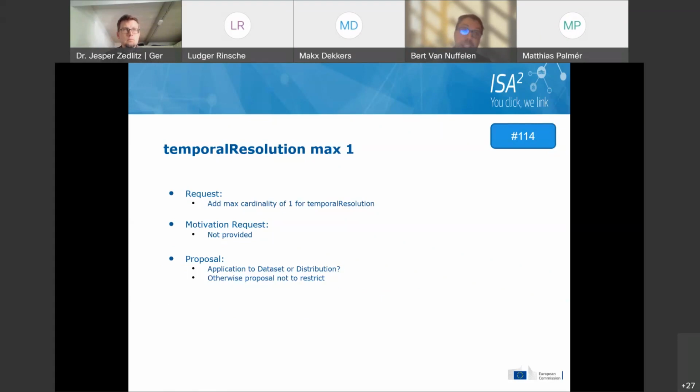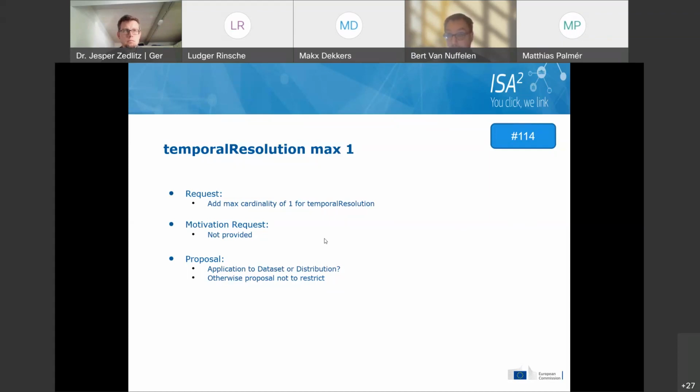Two questions. If we want to do it, we have to say at which level we want to do the temporal resolution, at the level of the dataset or the distribution. And if there's no support for it, then we will not change and we will not apply the restriction. So is there any support for adding a max cardinality of 1 on the temporal resolution? And then on which class do you want to have it? Anyone? If there's no comment, then we'll just make no change.